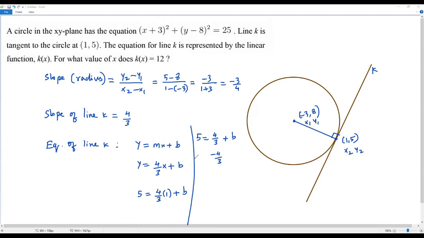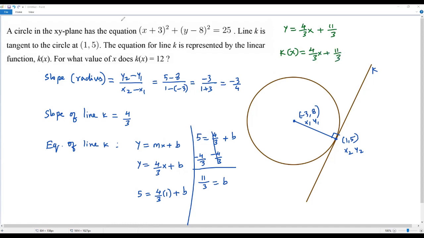Now let me subtract 4/3 from both sides. When I do so, the positive 4/3 and negative 4/3 cancel out. Now let's simplify: 5 − 4/3, then I'm getting 11/3 on the left side. On the right side, we have b. Here we can plug in this value of b, that is 11/3, to get the equation of the line. So then we get y = (4/3)x + 11/3. Actually, we can replace this y by k(x). Then we get k(x) = (4/3)x + 11/3.